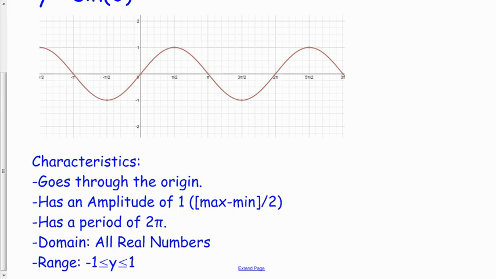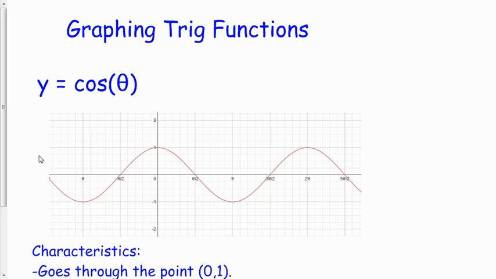Let's take a peek at the cosine wave. We already looked at that. The cosine wave starts at 1, so it goes to the point 0, 1. That's one of the characteristics. Then it goes down, and once it gets to pi, it starts swooping up again. At 2 pi, it's done 1 full cycle, and then it starts repeating itself again.